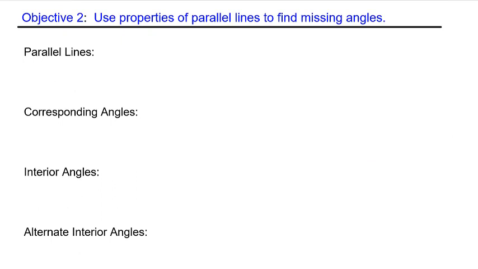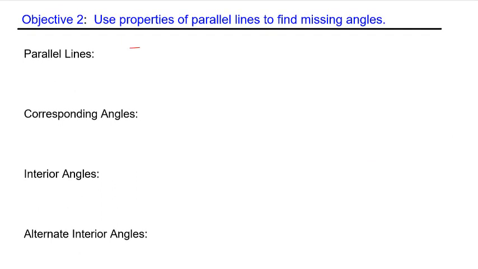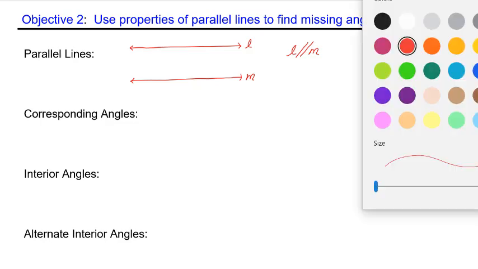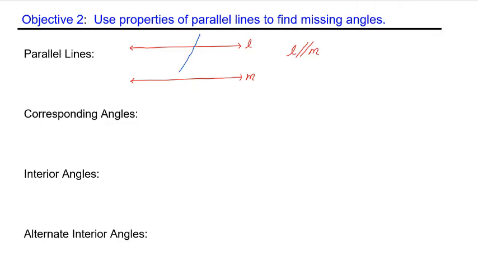Here we're talking about parallel lines. Parallel lines are a set of lines that never touch. They go on forever. So we're going to say L and M, so we're saying L is parallel to M. A lot of times we take a set of parallel lines and put a transversal through it, and I'll make the transversal a different color. So there's my transversal. I'm going to label some letters: A, B, C, D, E, F, G, and H.